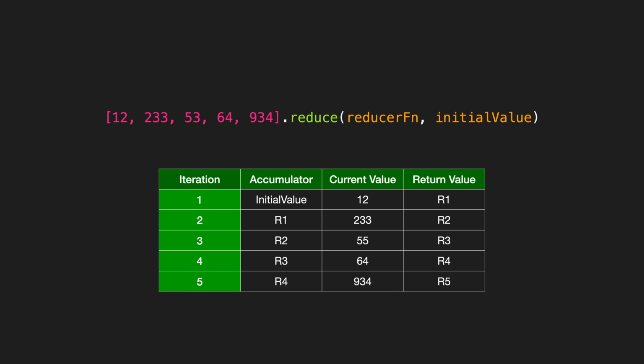One important thing is if you do not provide an initial value, then the first element of the array will be the initial value and the reduce will start from the second element. Okay. So this was all about the array.reduce method.